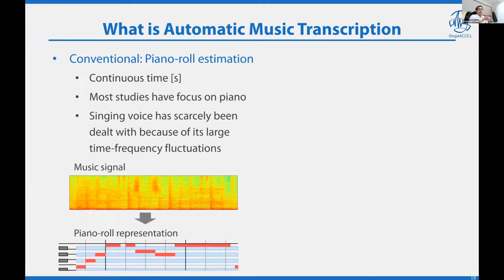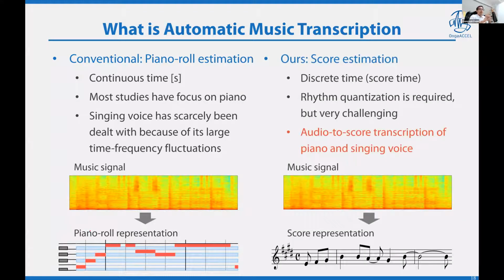So what is AMT? In conventional studies, one aims at piano roll estimation, but the time axis is represented in units of seconds. Most studies focus on the piano instrument only, and the singing voice has scarcely been dealt with because of its huge time-frequency fluctuations.